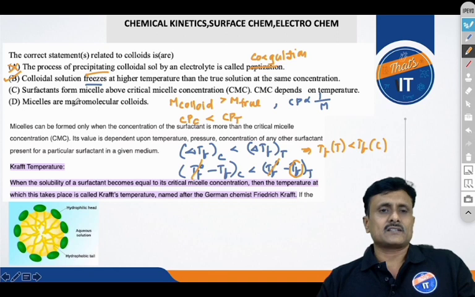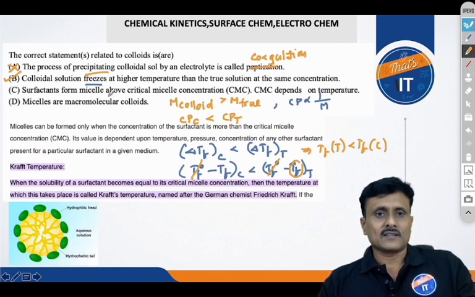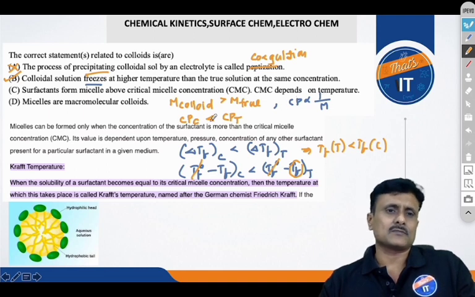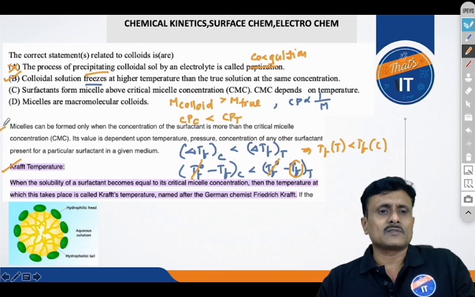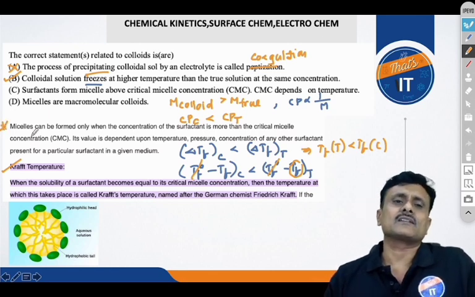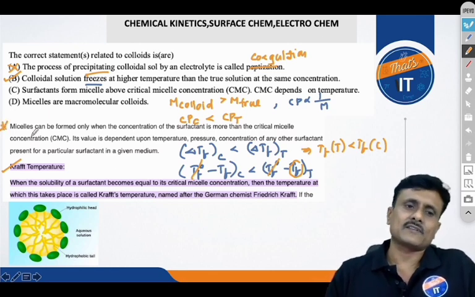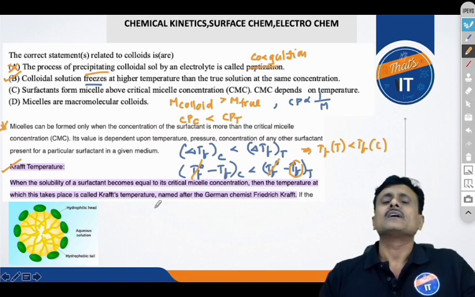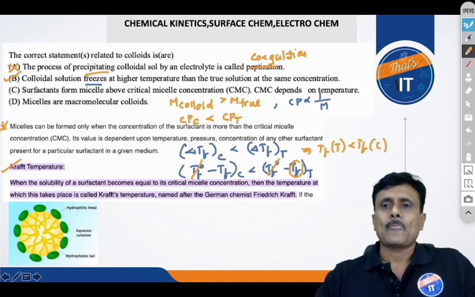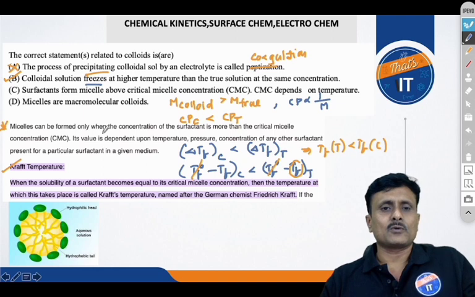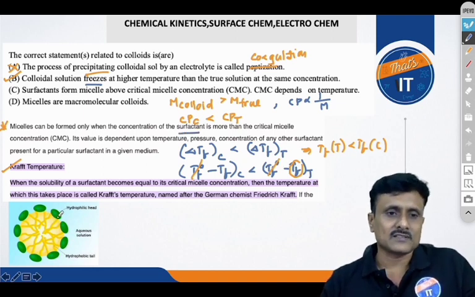Surfactants form micelles above critical micelle concentration, and CMC depends upon the temperature. That's called Kraft temperature. It's a theoretical question. I have given you some information related to the critical micelle concentration and Kraft temperature. I want you to go through this theory. It is useful. As you can see that micelles can be formed only when the concentration of the surfactant, which is actually responsible, isn't it?